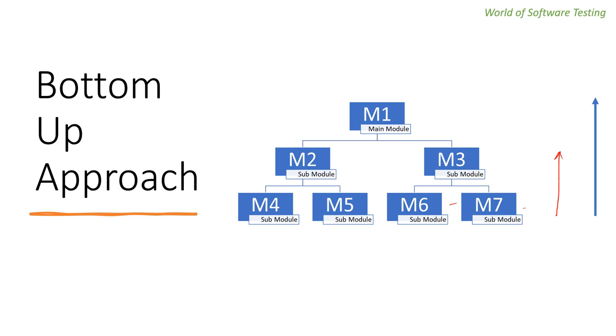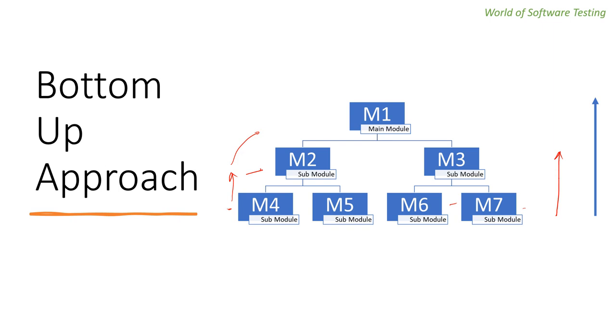Bottom-up integration testing is also called the bottom-to-top approach, and it is the opposite of the top-down approach. It involves testing the lower level modules, that is sub modules, first, and then gradually progressing incrementally to the higher level modules. Here first we are testing the sub modules, then moving upwards, and then moving to the main module, that is the top module. That's why it is called a bottom-up approach.